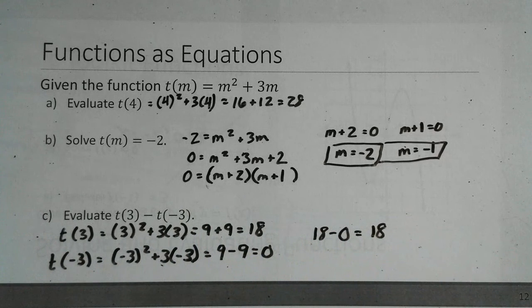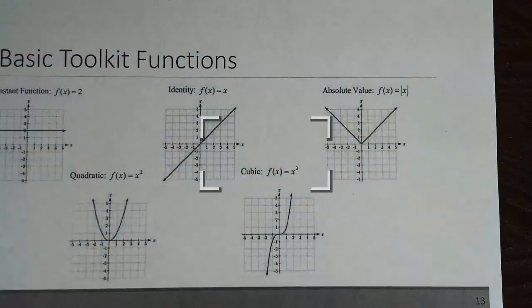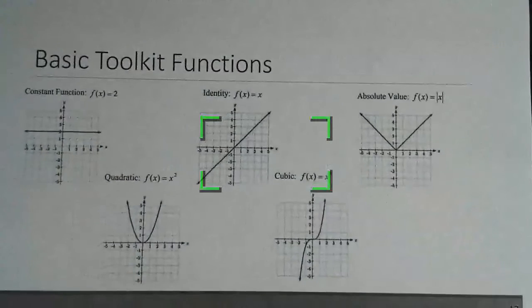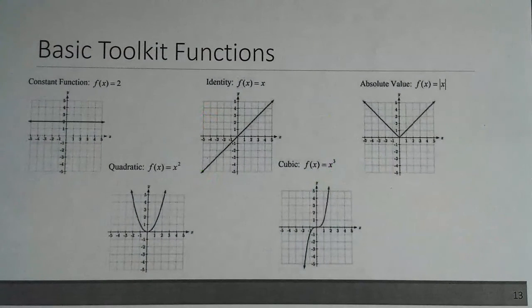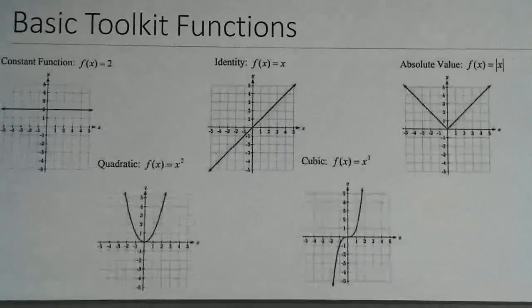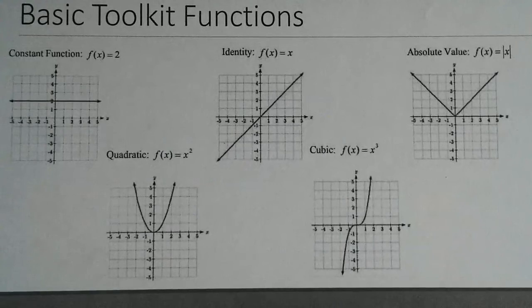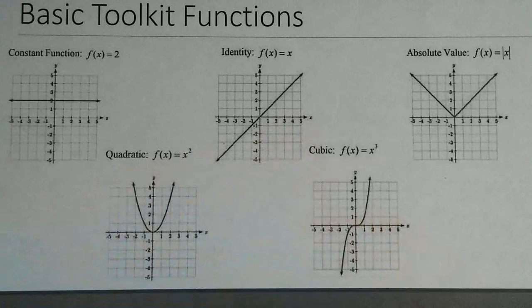The last thing we're going to do in this section is look at some basic equations that I need you to be comfortable with. First up, we have the constant function f of x equals 2. I need you to be able to recognize constant functions in general. So f of x equals any number. It's just going to be a horizontal line. Next up, we have the identity function. This is also a linear function because it's a straight line. That's going to be f of x equals x.